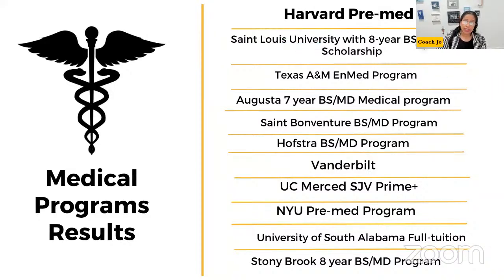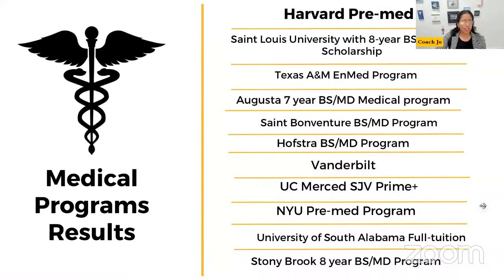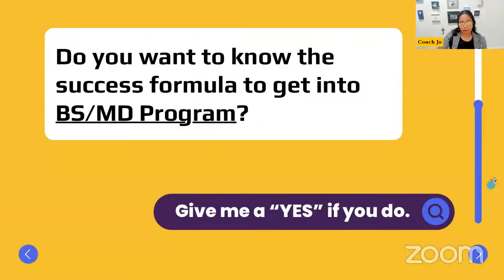My students have gotten into St. Louis, Texas NMed, Augusta, St. Bonaventure, Hofstra, Vanderbilt, UC Merced. This UC Merced SJV Prime program is very, very unique. It's a lovely program that's very specific to the UC Merced area. It's got a few areas alone that can apply there. Okay, then NYU Pre-Med, University of South Alabama, Stony Brook, University of Southern Indiana. I mean, the list goes on and on and on. And I'm very proud of the program that we have built, that we've been delivering those results.